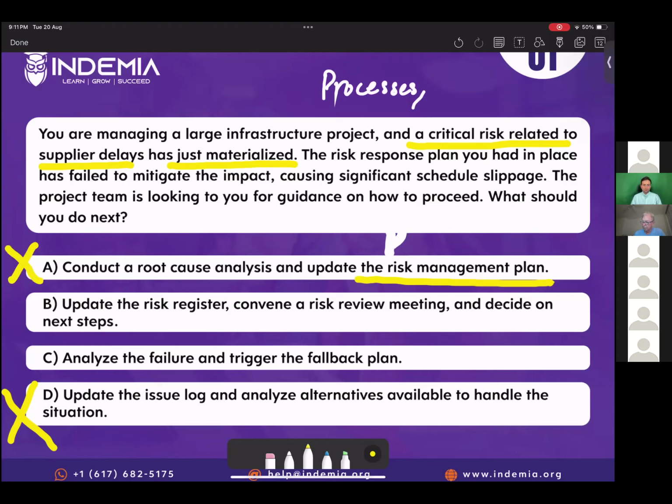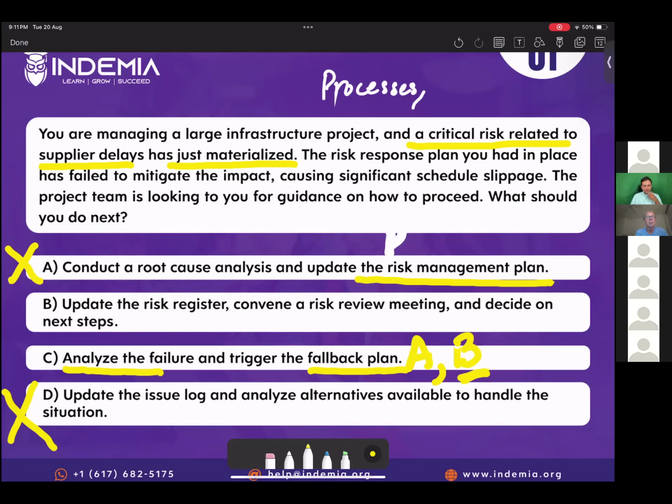Now option B and option C. Option B says update the risk register, convene a risk review meeting and decide on next step. Looks like a good option. If we read C, it says analyze the failure. So first you analyze the situation and then trigger the fallback plan. Now what is a fallback plan? Fallback plan is plan B. So whenever your plan A or primary risk response fails, the very next thing that you do is you analyze the situation and trigger the fallback plan.